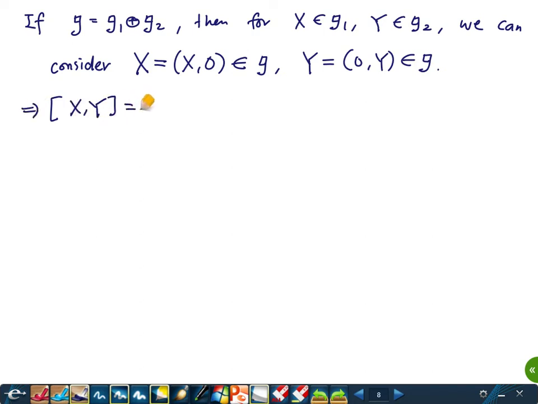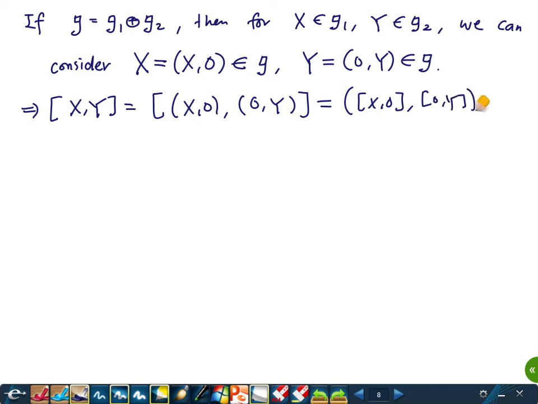By definition, this is x comma 0, 0 comma y, but the Lie bracket of the direct sum is defined just component-wise. So x comma 0, 0 comma y. But we know that this is just 0 comma 0, or just 0. So for all x, y, we have this, okay? If this is a direct sum.